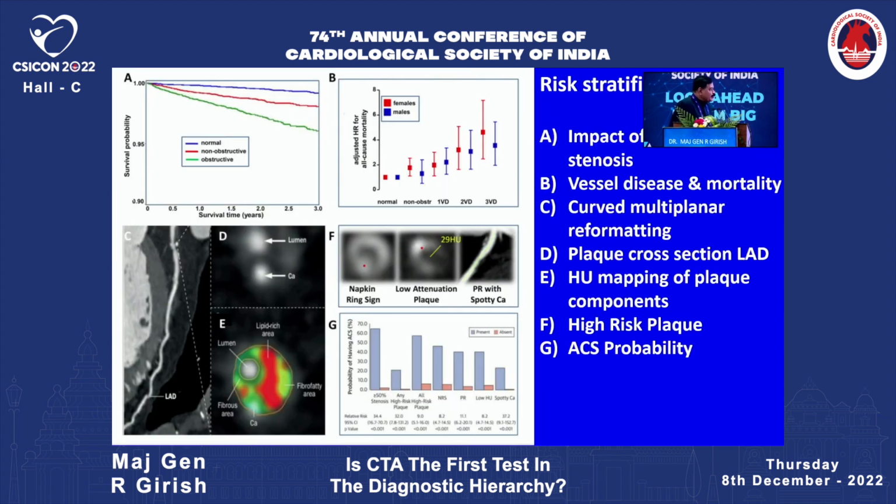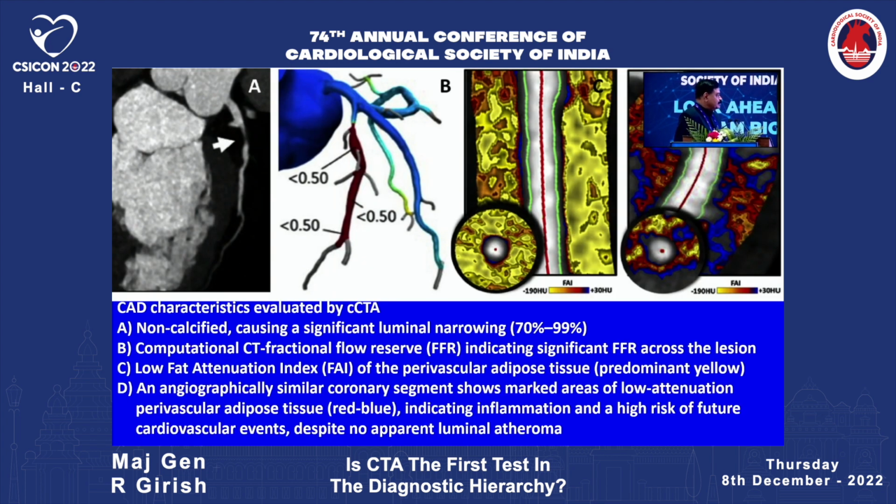Risk stratification is possible by CTA based on the degree of stenosis, the number of vessels involved, the plaque characteristics, and it is also possible to predict the probability of having ACS based on these features.